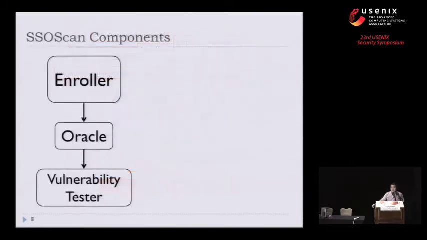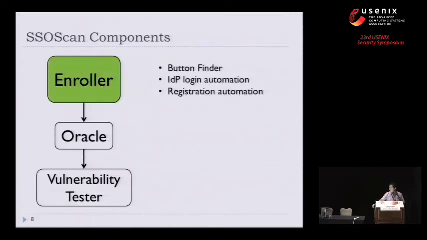SSOScan does that by first using an enroller to register 2 test accounts at the target web application. For the enroller, this involves finding the correct button to click to trigger the single sign-on process, automatically logging into the identity provider, and also finishing up the registration process if any ensues.